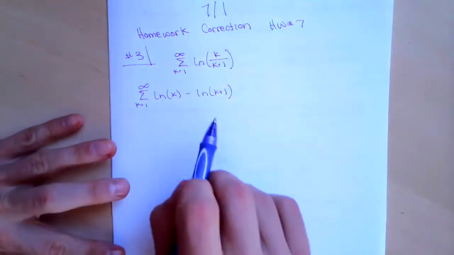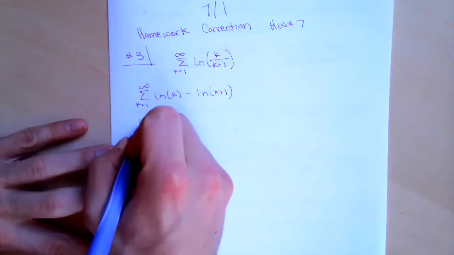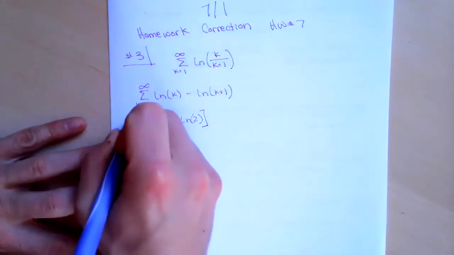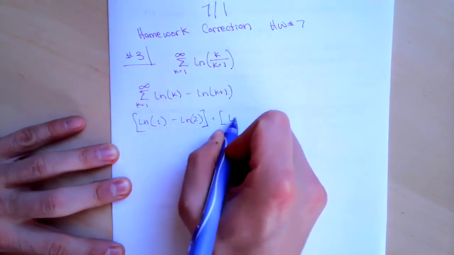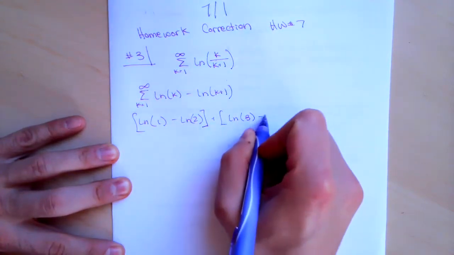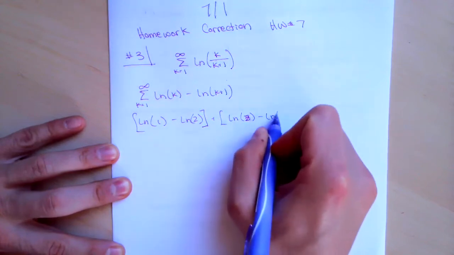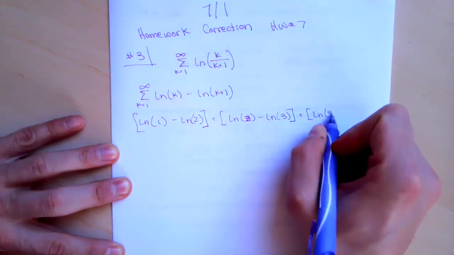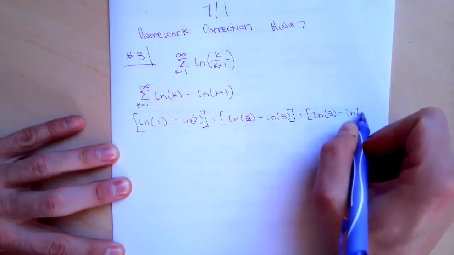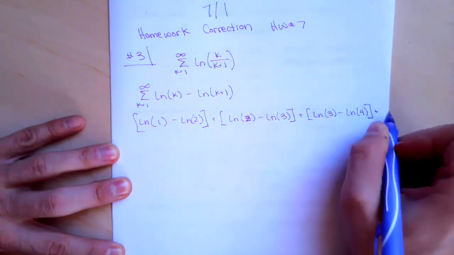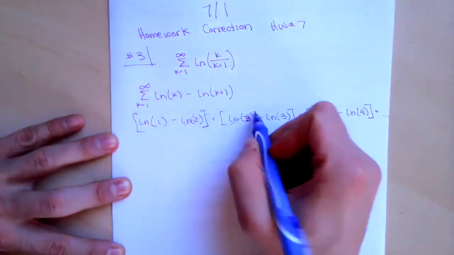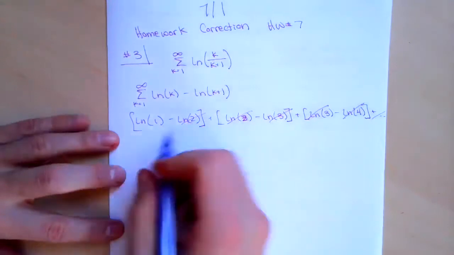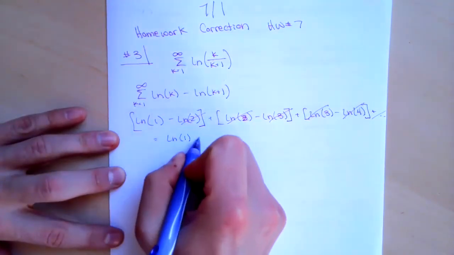So let's see what goes wrong. The incorrect reasoning is that we would have natural log of 1 minus natural log of 2, plus natural log of 2 minus natural log of 3, plus natural log of 3 minus natural log of 4, etc. And of course, the natural log of 2's will cancel, the natural log of 3's will cancel, the natural log of 4's will cancel. It looks like everything should cancel, and then we're just left with natural log of 1, which is 0.